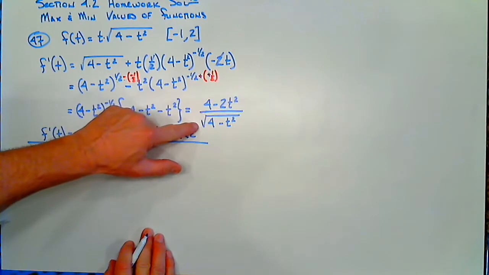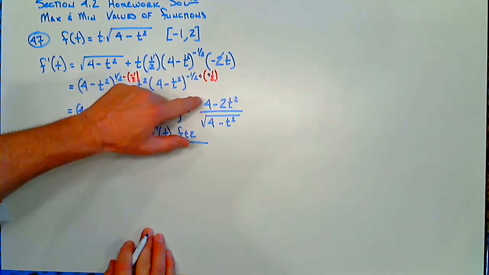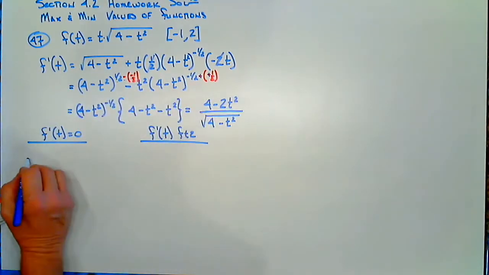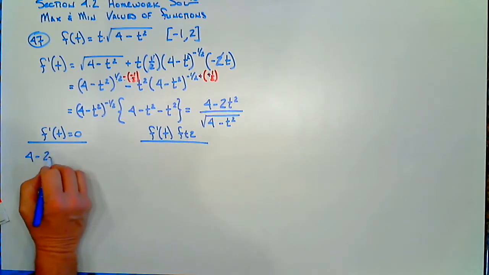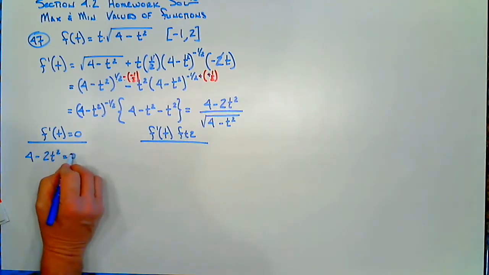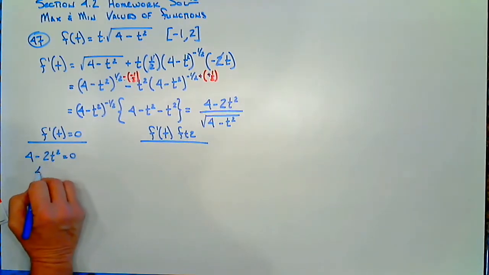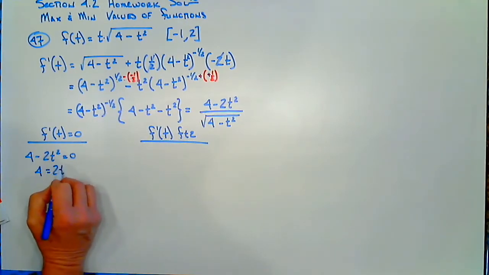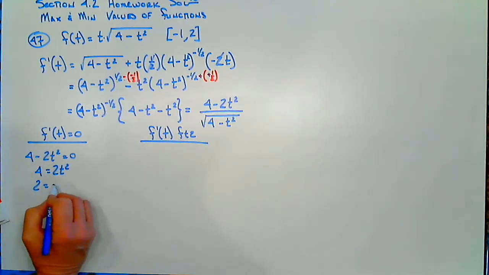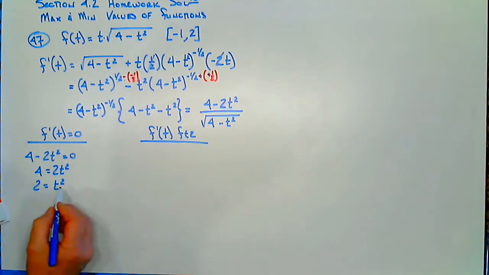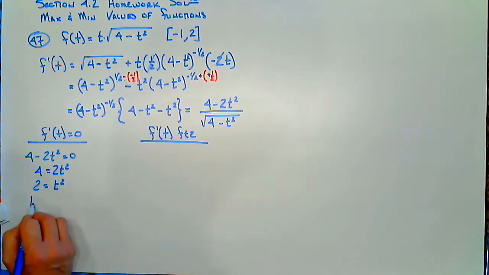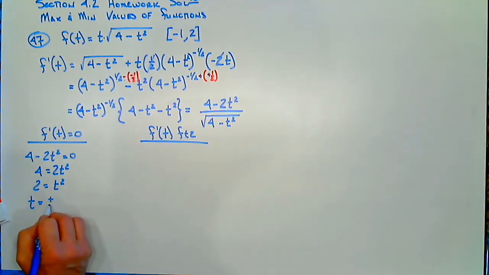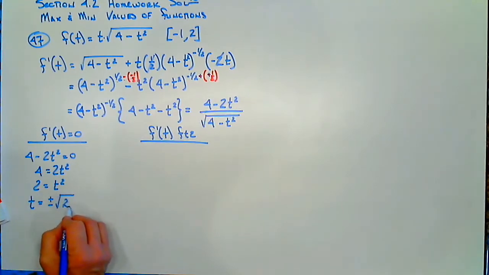A fraction equals 0, of course, when the numerator is equal to 0. So this simplifies to 4 minus 2t squared equals 0. That gets us 4 equals 2t squared, or 2 equals t squared. And then if we solve that, we get t equals plus or minus the square root of 2.